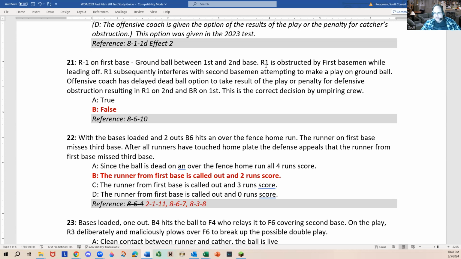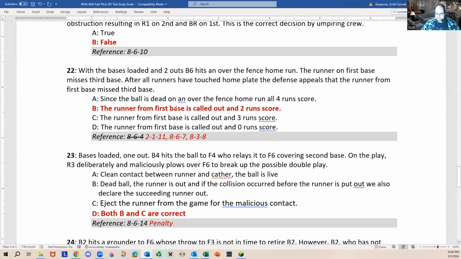R1 on the way to second interferes with the second baseman. Let's just say runs into the second baseman. That would be interference. So what happens? Do you say, oh, I know they interfered, but they're protected because of obstruction? And the answer is no. Interference supersedes obstruction. So the batter could have done a number of things, but as soon as they interfere, the obstruction is off. The batter is called out for interference. So this ruling to allow the coach to take the result of the play is incorrect, and this is false. This is not the correct decision by the umpiring group.